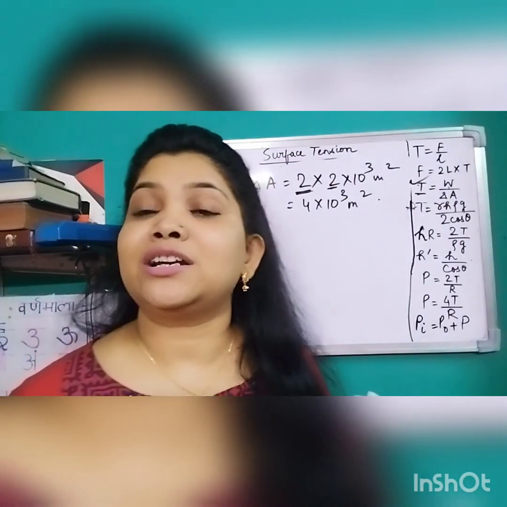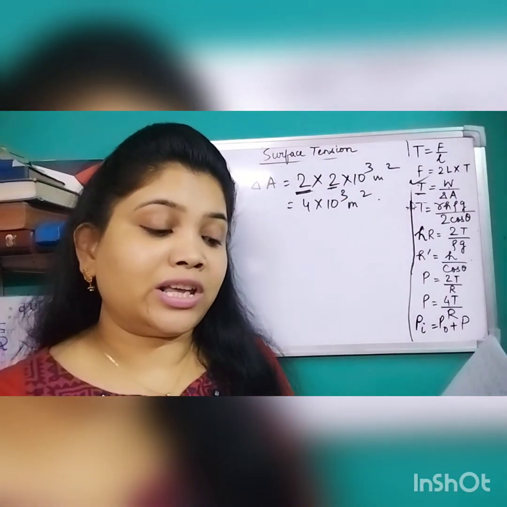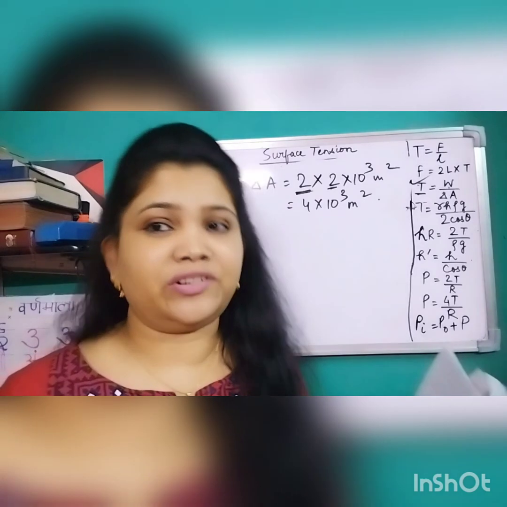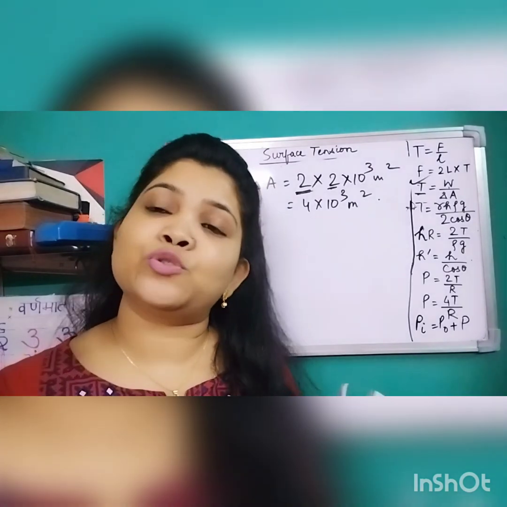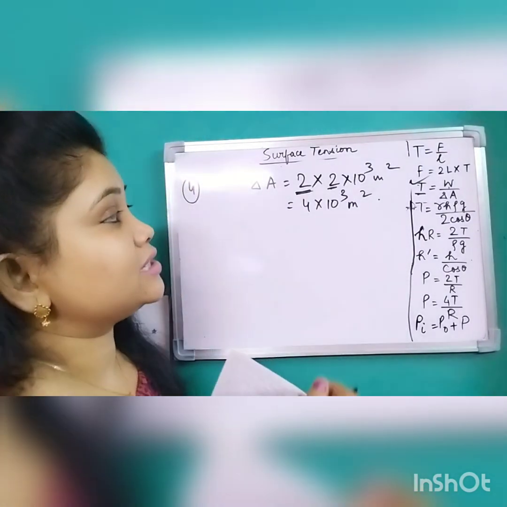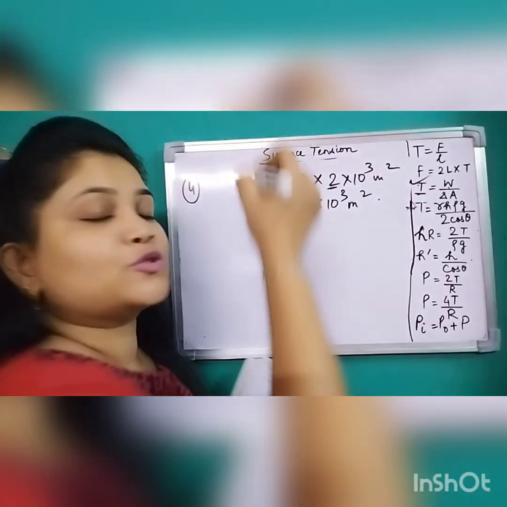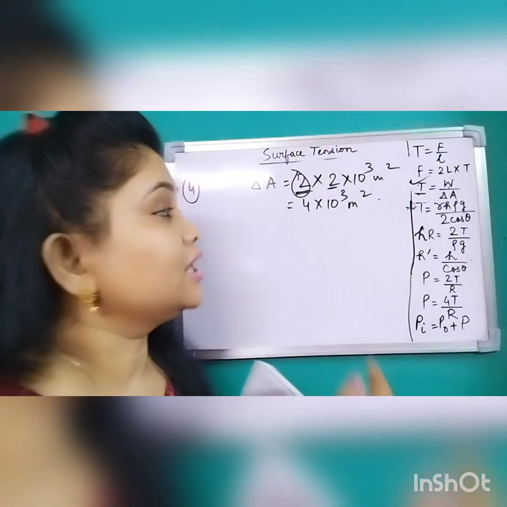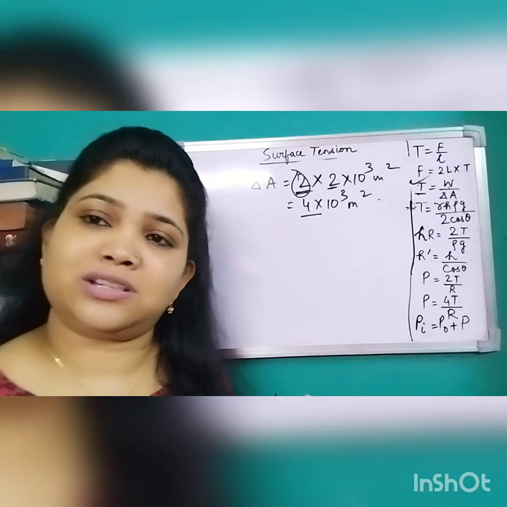Okay, so here don't take, because they have already given the surface area, so the bubble is already given to you. That means 2 is already multiplied from beforehand. As the surface area is becoming twice, we will multiply it with 2. So it is 4 into 10 power 3 meters square.